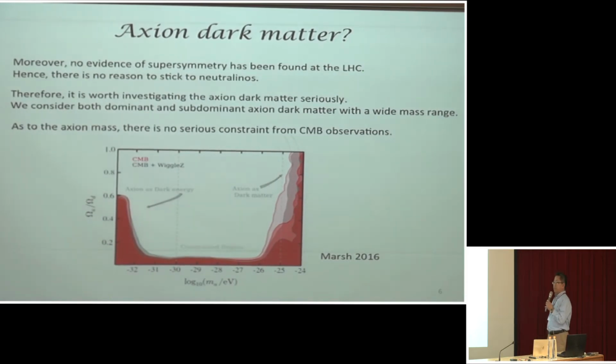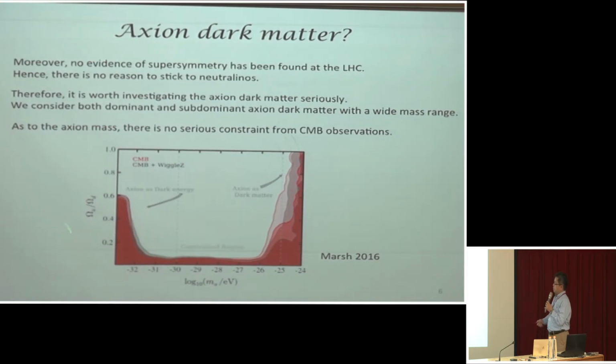Moreover, no evidence of supersymmetry has been found at the LHC. Since the neutralino is a supersymmetric particle, this tells us that there is no reason to stick to the neutralinos. Therefore, it is worth investigating other possibilities. Here, we will consider the axion as dark matter. Since the axion is also part of fundamental theory, this is worth investigating. So we consider both dominant and subdominant axion dark matter with a wide mass range.